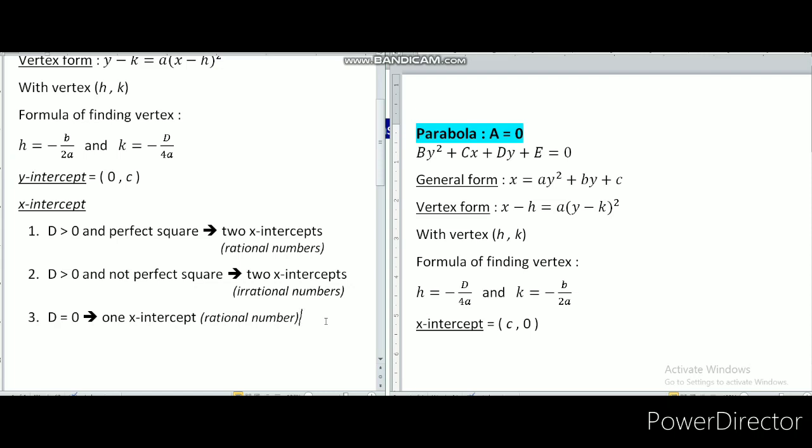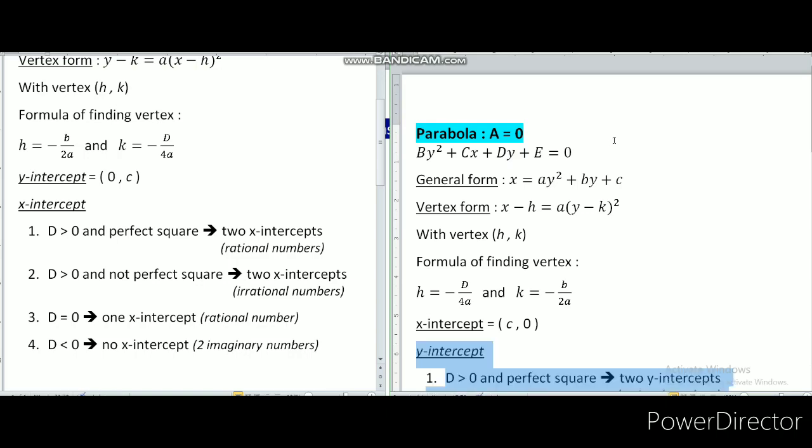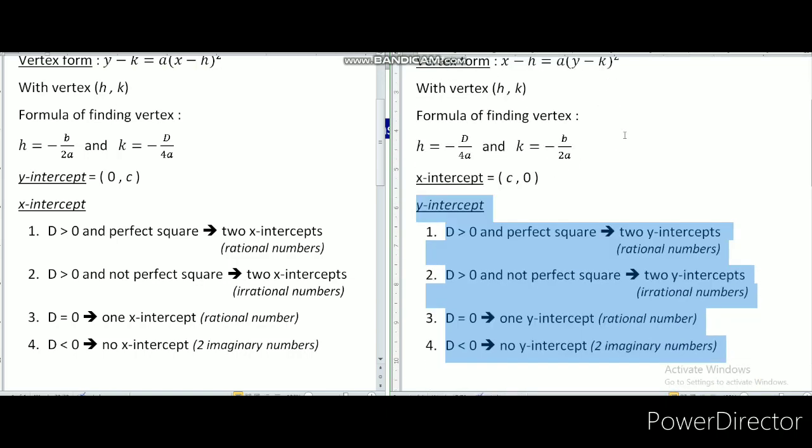The last one will be when D is less than 0, we have no x-intercepts on your graph, or if you calculate it, you will find two imaginary numbers as your x. So that is the x-intercept for the left parabola, which you have already learned from the previous chapter, quadratic function. So on the right side, which is not a quadratic function, this is a quadratic relation. So to find the y-intercepts, it's the same.